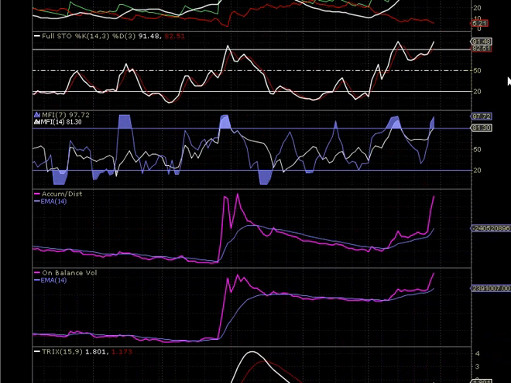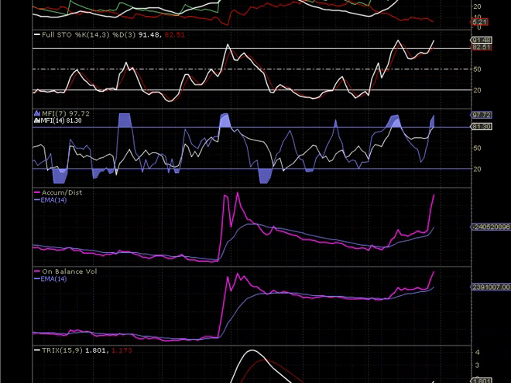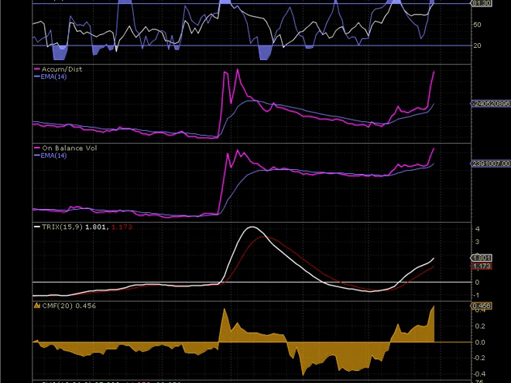ADX is solid, and the stochastic is showing that we may have some momentum in this market now. It's crossed above 80. There's good money flow, with the accumulation distribution and on balance volume agreeing with that, as well as the TRIX here, which looks beautiful, and the accumulation indicated by the Chaikin money flow.